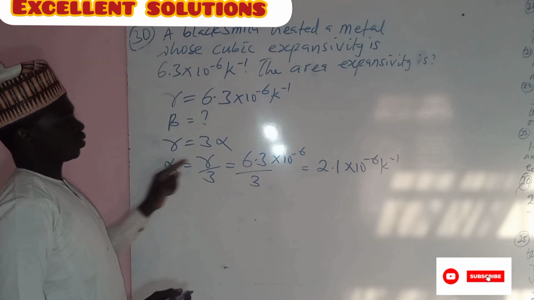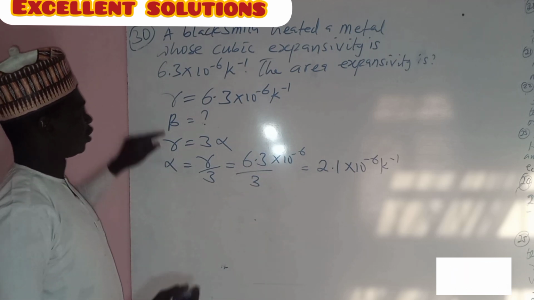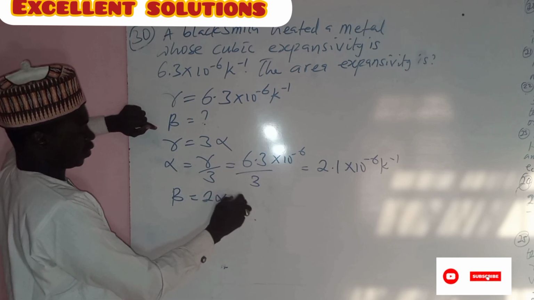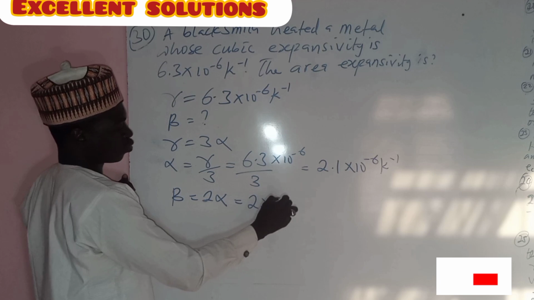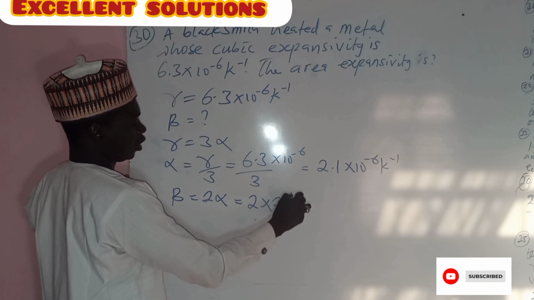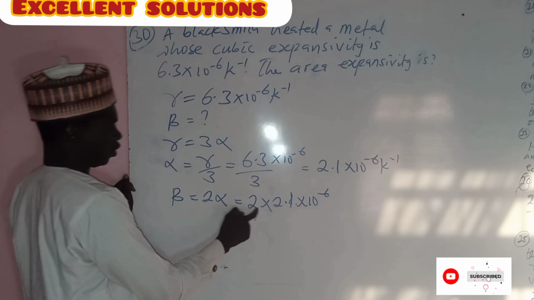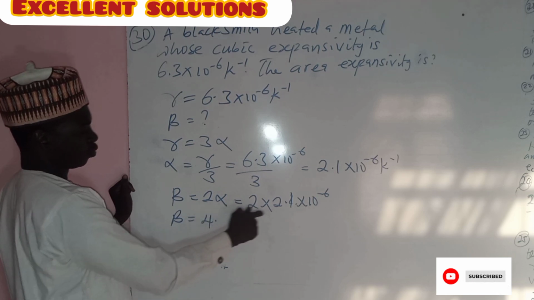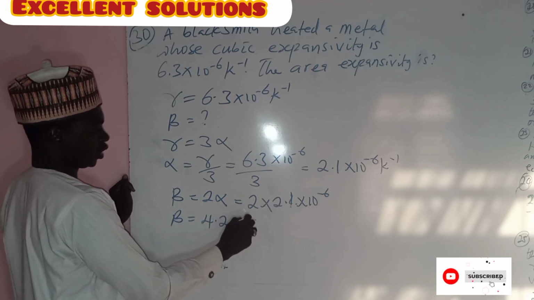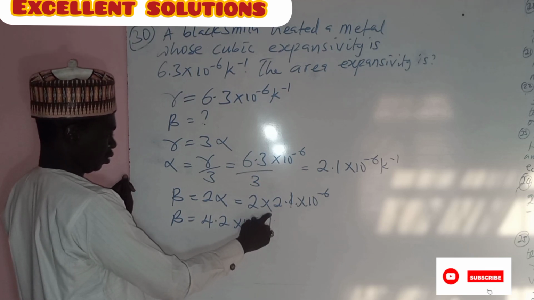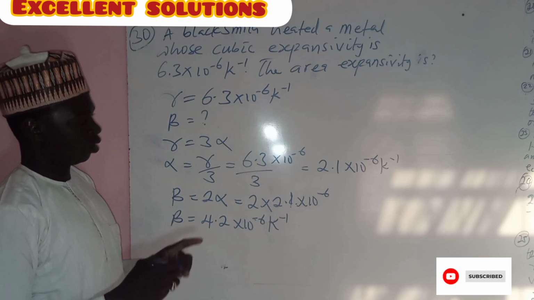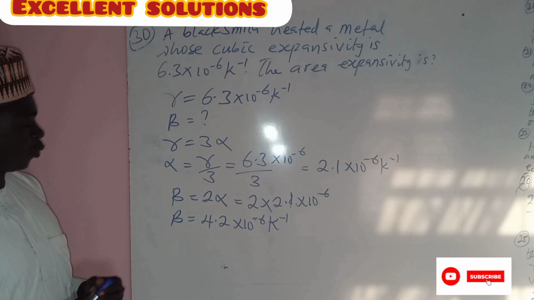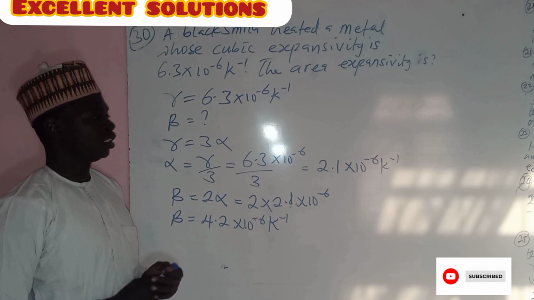So if alpha equals 2.1 exponential minus 6 per Kelvin, we say beta equals 2 alpha. This is the same as 2 times 2.1 exponential minus 6. So 2 times 2 we have 4. That means beta equals 4.2 times 1 we have 2 exponential minus 6 per Kelvin. And if you look at our options, in option C we have 4.2 exponential minus 6 per Kelvin. The answer is C.